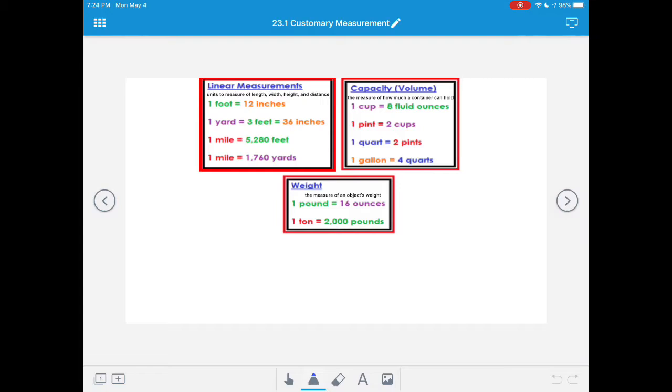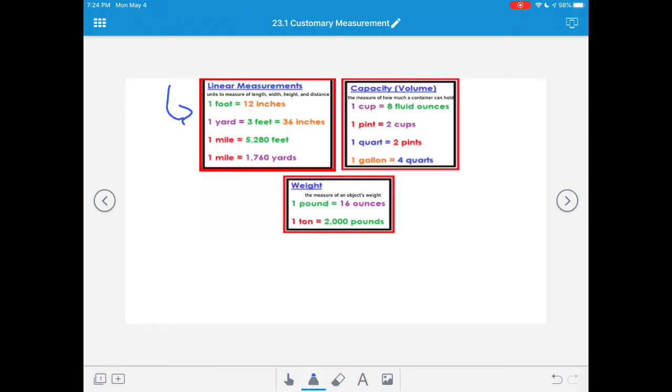So one type of unit of measurement is called linear measurements. Now these measurements are used to measure anything having to do with length, width, height, and distance. So these are our measurements like feet, yards, and miles, and inches. So these are just some quick conversions for you. 1 foot is 12 inches. 1 yard is 3 feet, which also equals 36 inches.